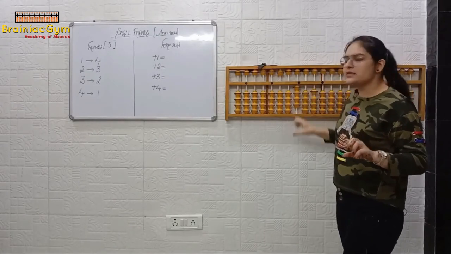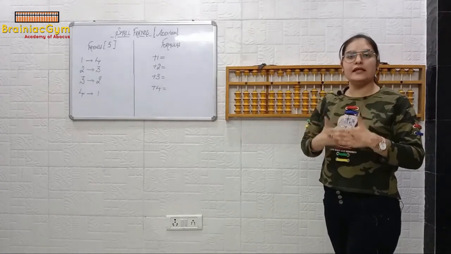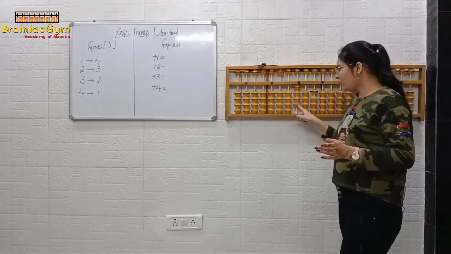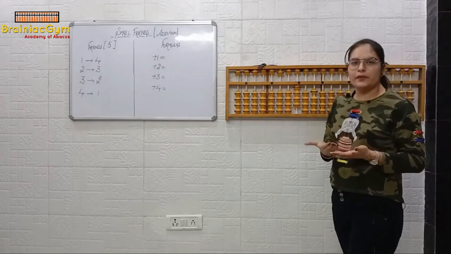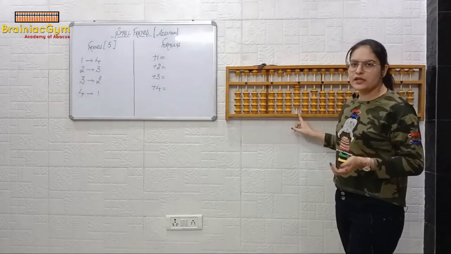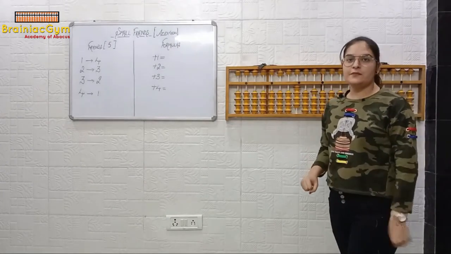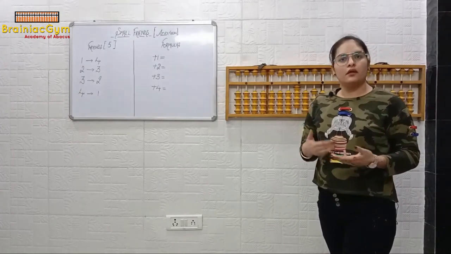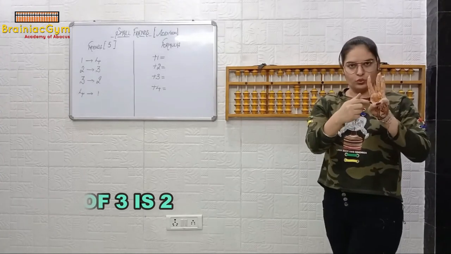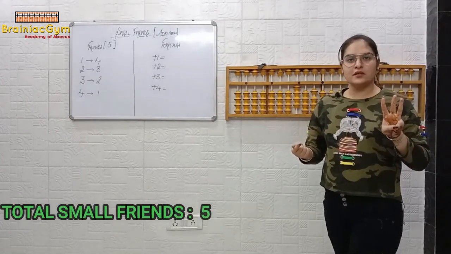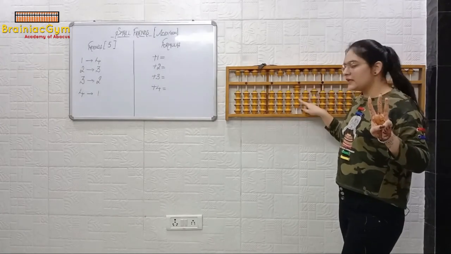Place 4 on your Abacus again. Do the sum along with me. Isse aapke concept easily clear hote jayenge. Clear? Now we have to do plus 3. So formula for plus 3 will be. A plus 3 hum direct method use nahi kar pa rahe, to hum small friends use karenge. तो plus 3 का फॉर्मूला हम सबसे पहले किसका फ्रेंड देखेंगे? 3 का, क्योंकि हमें plus 3 करना है. So friend of 3 is 2, right? And total small friends 5. So formula will be plus 5 minus 2.